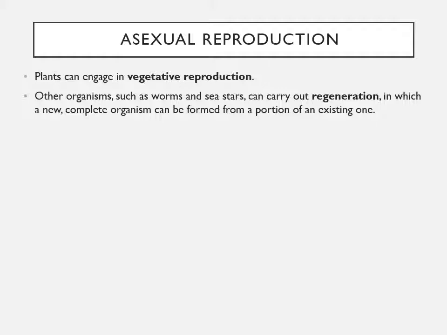Plants can do something called vegetative reproduction, where a part of the plant grows off and produces, say, a new tree. So like a new bud off of a root can sprout and produce a new plant. Other organisms such as worms and sea stars can carry out regeneration, in which a new complete organism can be formed from a portion of an existing one. So let's say a piece of a starfish or a sea star breaking off and becoming a new sea star. That would be an example, or a worm splitting into 2 and each part of the worm becoming a new worm. These would be examples of regeneration.